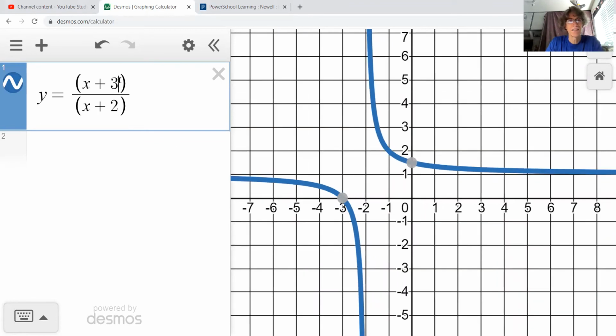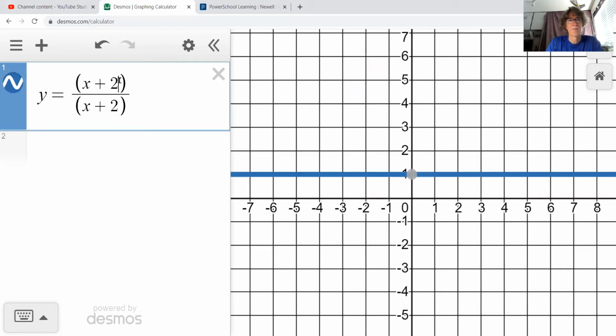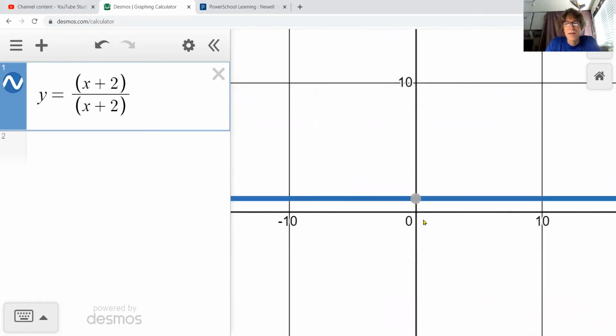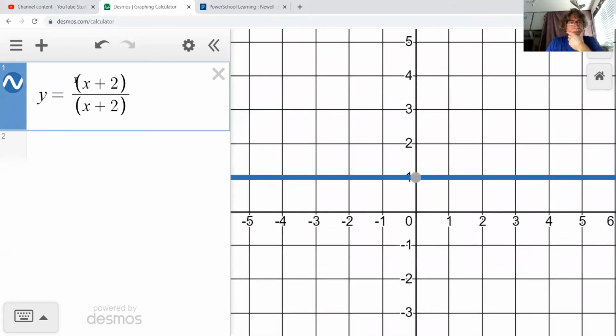Let's change the top. What if I change the top to x plus 1, x plus 2. Wait a minute, what happened? Whoa. Where's my graph? What happened to the whole graph? Check it out. They're the same, aren't they? They canceled out. Anything divided by itself is 1.